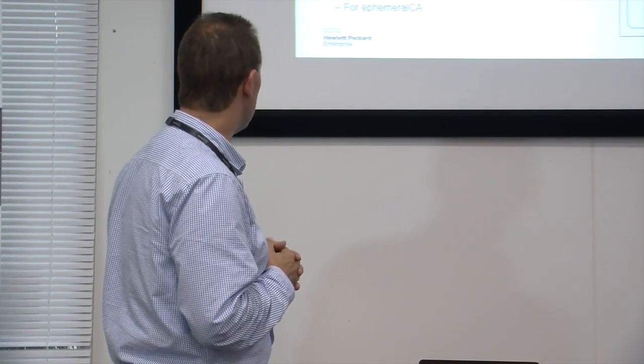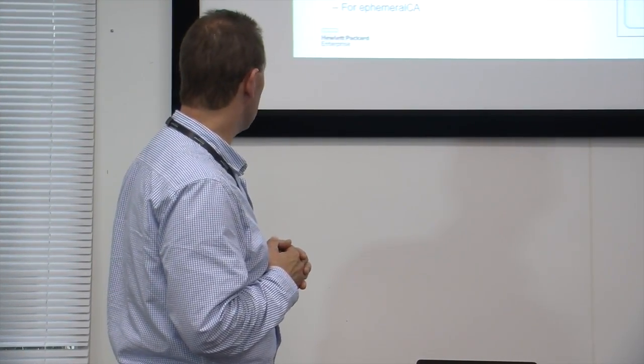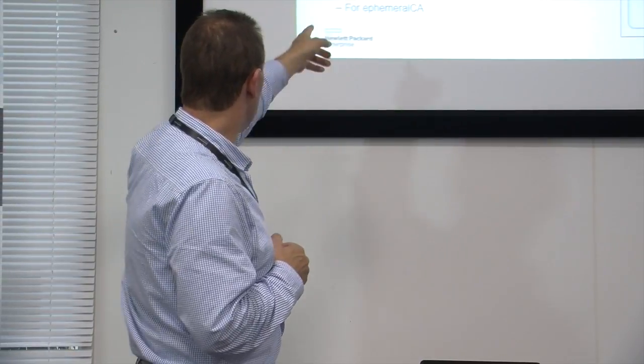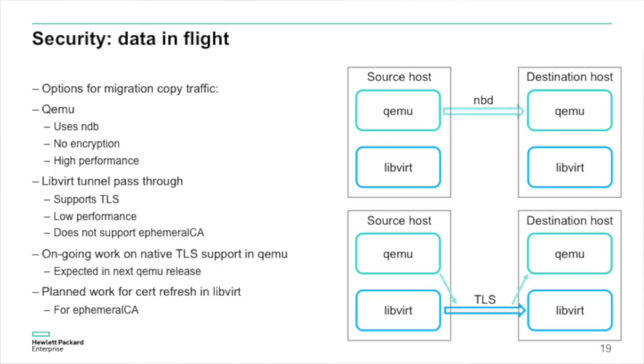There's work going on. One of the things you can do is tunnel QEMU through the libvirt TLS connection, but there's work ongoing to improve the libvirt TLS connection, so that you can update your certificates and it will use those new certificates on the fly. That'll improve the security of that tunnel, and QEMU can use that as a tunnel using NBD over TLS.